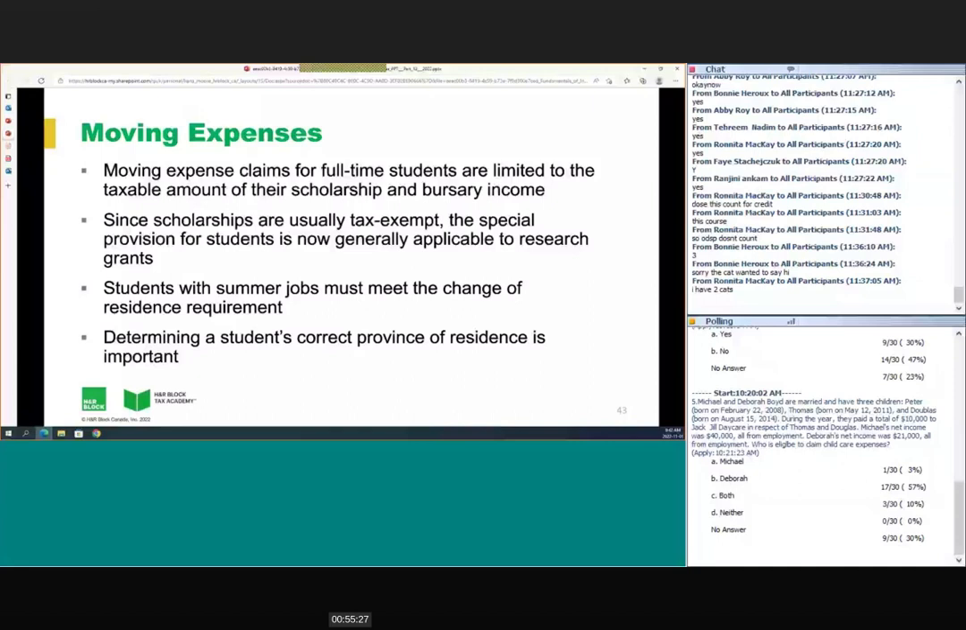So moving expenses. A lot of times students move to go to school. And of course, moving expenses claims for full-time students are limited to the taxable amount of their scholarship and bursary income. So in the chat, tell me how many students do you think are going to be able to claim moving expenses against their scholarship income? What do you think?